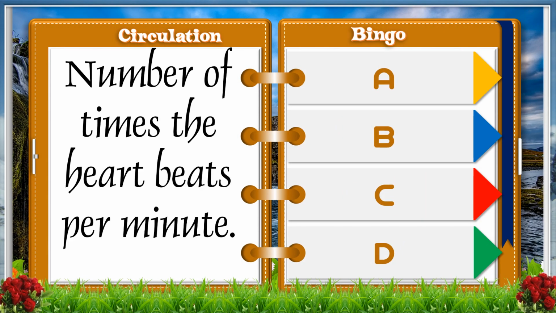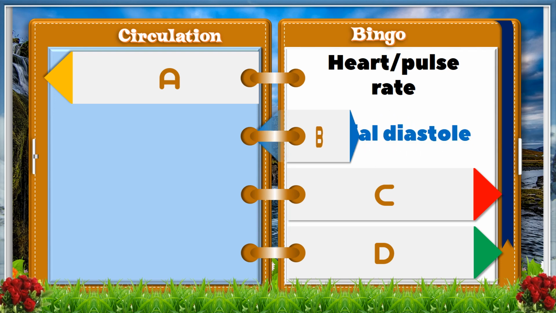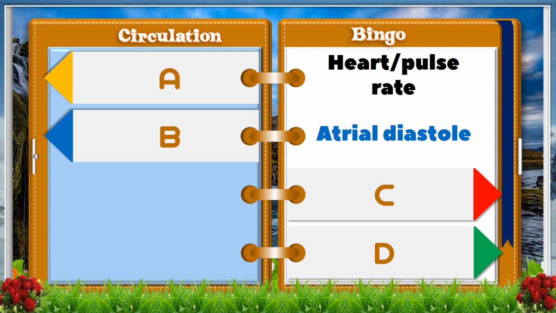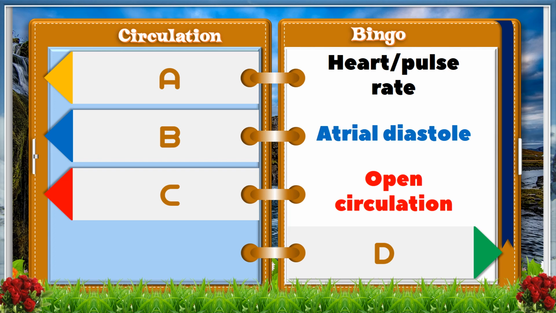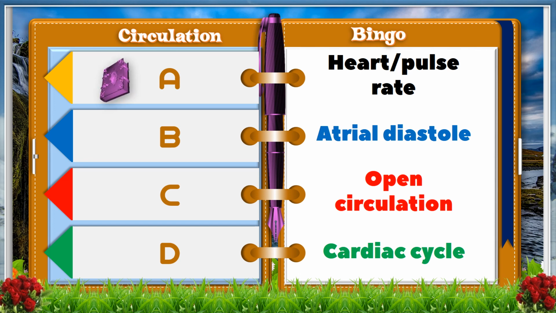Number of times the heart beats per minute. A. Heart pulse rate. B. Atrial. C. Open circulation. D. Cardiac cycle. And the answer is A. Heart pulse rate.